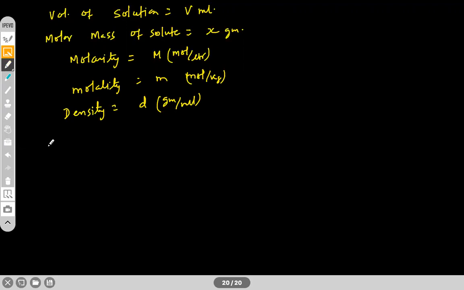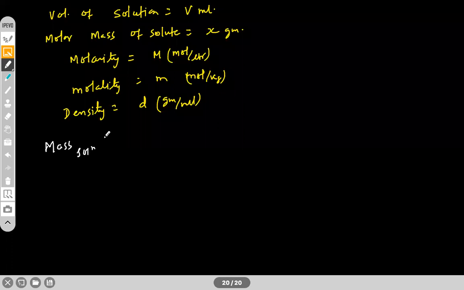First of all, could you tell me what is the mass of solution? It is D into V, correct?